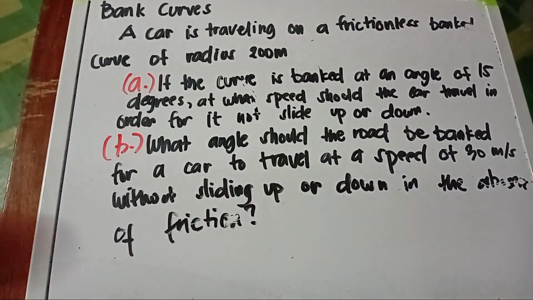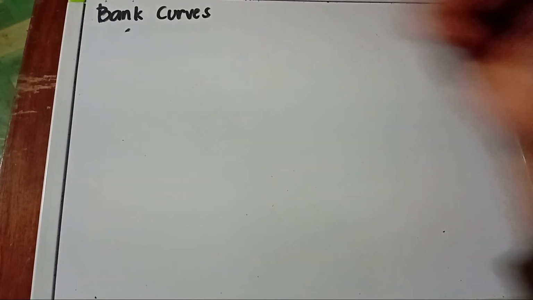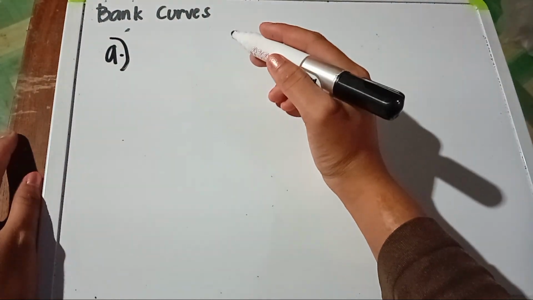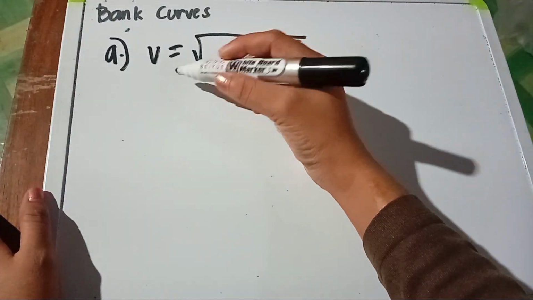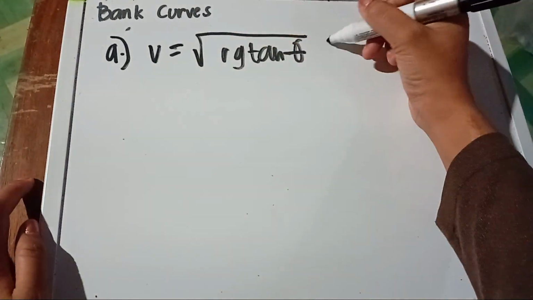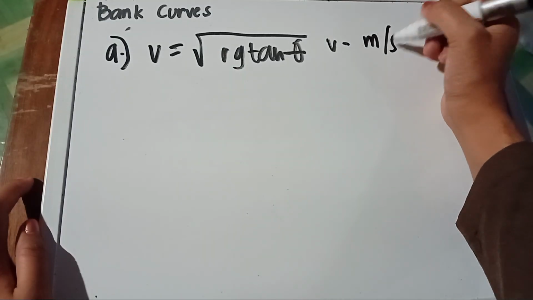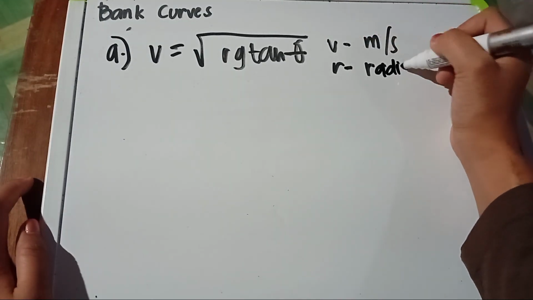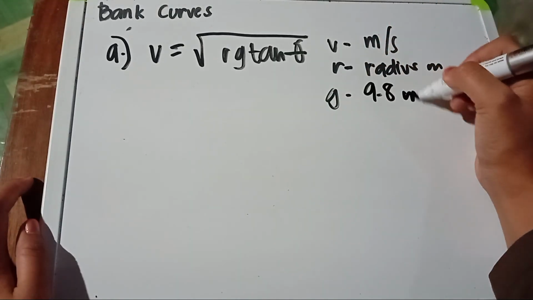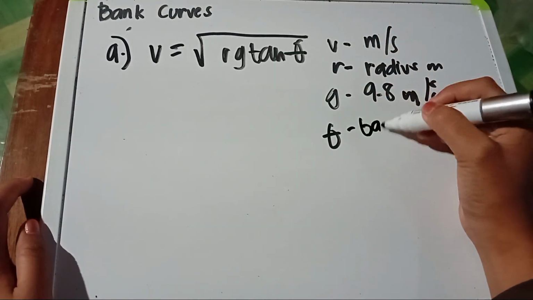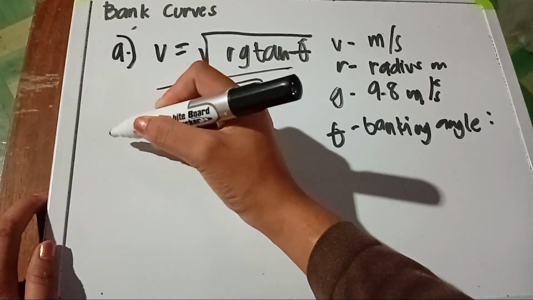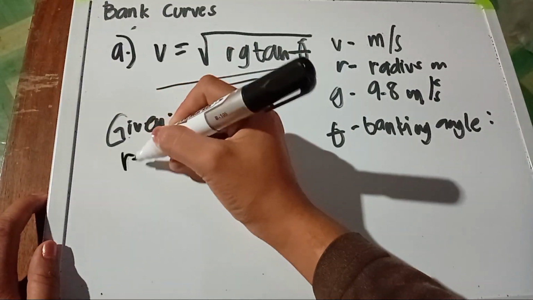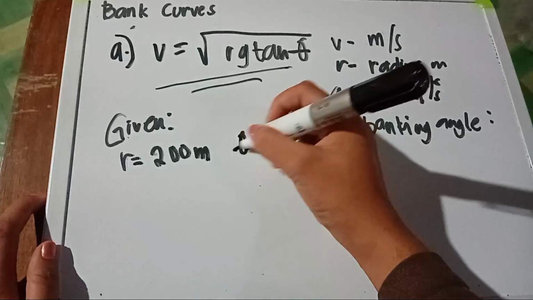So for A, we're going to use the formula for a frictionless banked curve. The ideal speed is given by v equals the square root of r g tan theta, where v is the ideal speed in meters per second, r is the radius in meters, g is 9.8 meters per second squared, and theta is the banking angle. Given is r equals 200 meters and theta is 15 degrees.